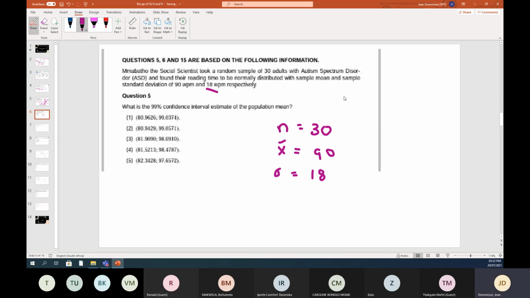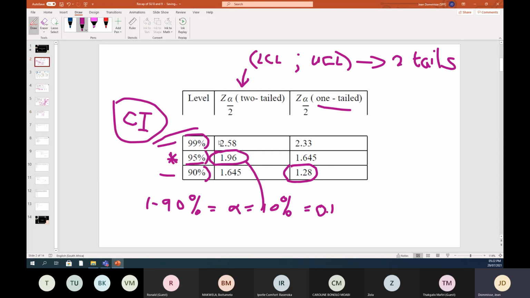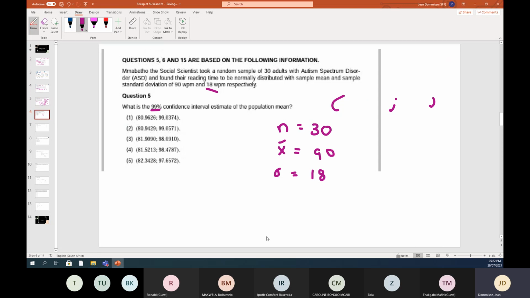Okay, we need to get the confidence interval. For 99%, I go to the table. 99% is 2.58, because when it is a confidence interval, we work with a two tail. So we basically have that.